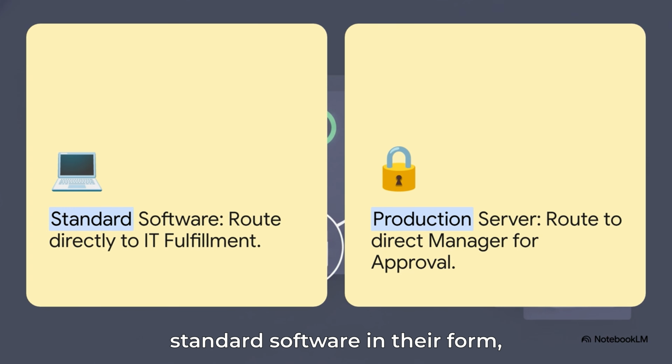If a user selects standard software in their form, the logic routes that request straight to the IT fulfillment channel. Simple. But if they select production server, the workflow adapts based purely on that input and automatically routes the request straight to their direct manager for approval first. It's literally making decisions for you, adapting the path based entirely on the criteria you set up.